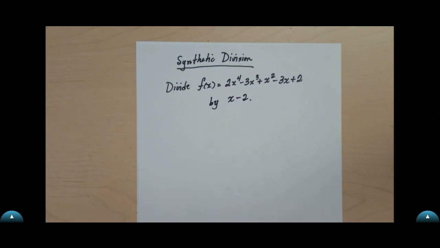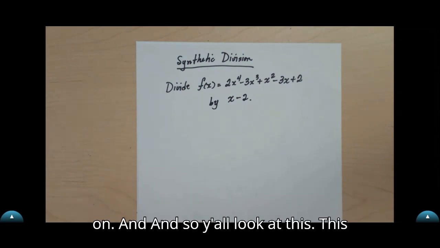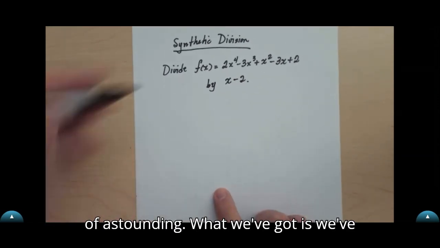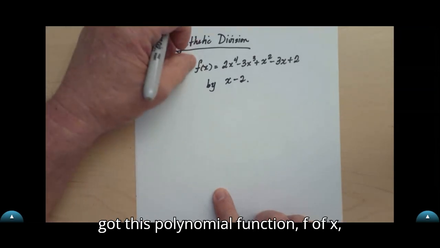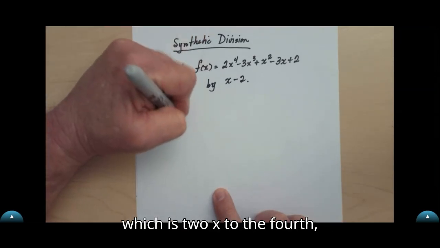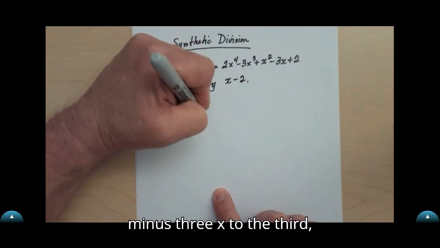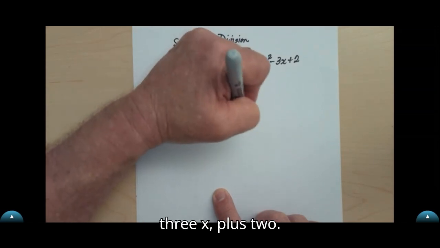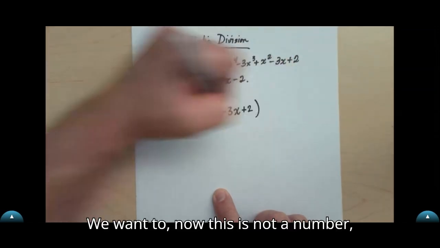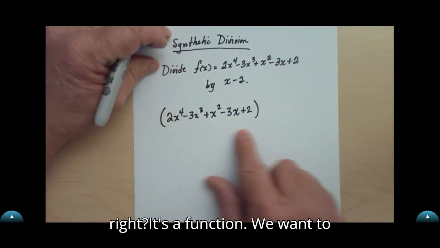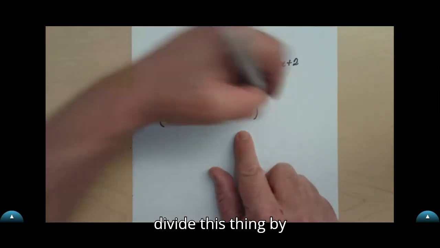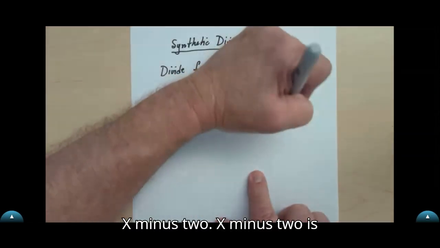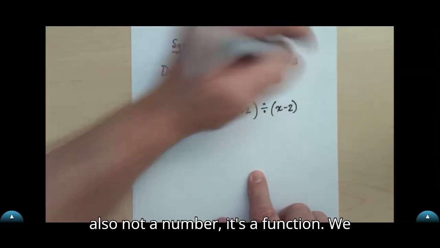So synthetic division, here's what's going on. And so y'all look at this. This looks kind of astounding. What we've got is this polynomial function f of x, which is 2x to the 4th minus 3x to the 3rd plus x squared minus 3x plus 2. Now this is not a number, right? It's a function. We want to divide this thing by x minus 2. x minus 2 is also not a number, it's a function.